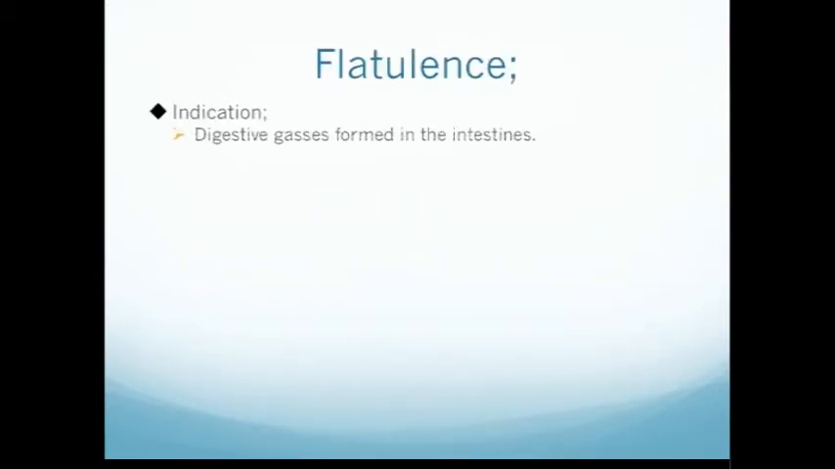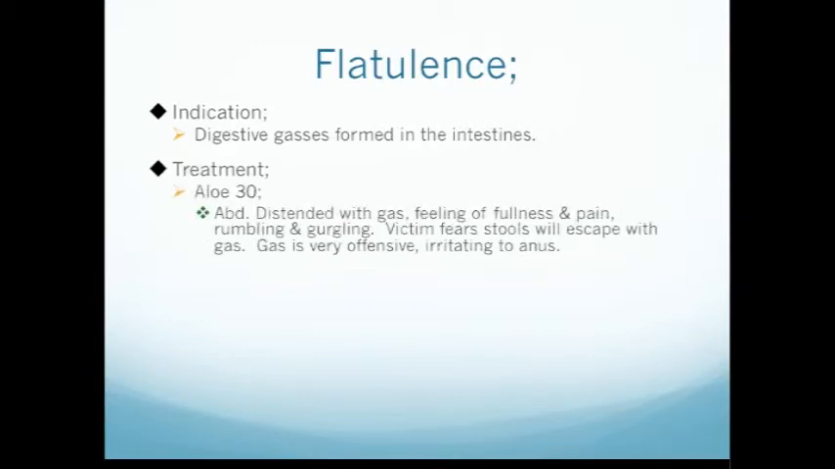Flatulence is the passage of digestive gases formed in the intestines through the anus. Treatment for this includes Aloe 30, which is good for abdominal distension with gas, a feeling of fullness and pain, rumbling and gurgling. The victim fears stool will escape with the gas. The gas is very offensive and is also irritating to the anus.